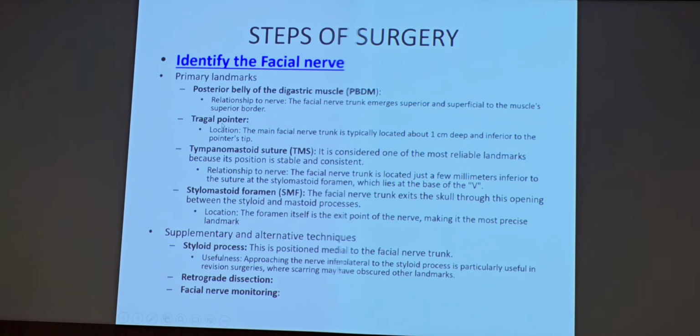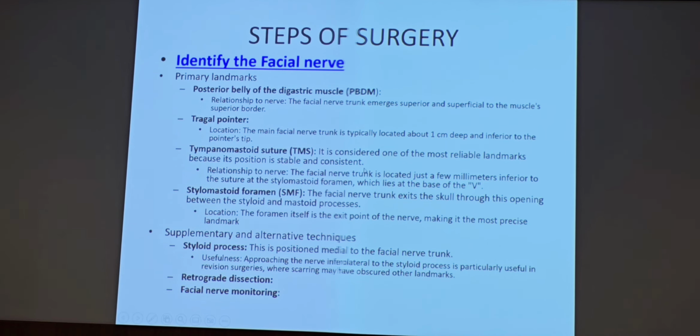The other landmark is the tragal pointer. So ideally you use at least 2 or 3 landmarks to identify the position of the facial nerve, not just one landmark. It is ideally 1 centimeter deep and inferior to the tragal pointer. And the other landmark is the tympanomastoid suture. This is almost the most reliable landmark. You can feel it with your hand.